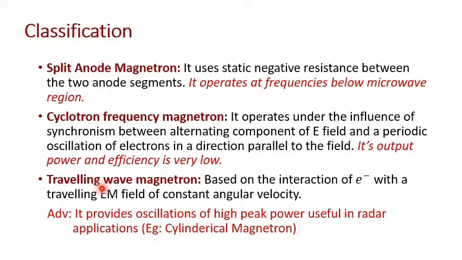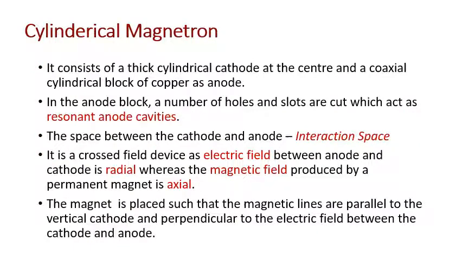In this session, we will be discussing a specific example of a traveling wave magnetron. An example of a traveling wave magnetron is the cylindrical magnetron. Here it is based on the interaction of the electrons with a traveling electromagnetic field of constant angular velocity. The advantage is that it provides oscillations of high peak power compared to the other two types, and it is useful in applications such as radar.